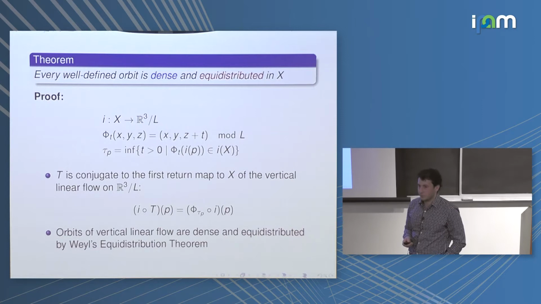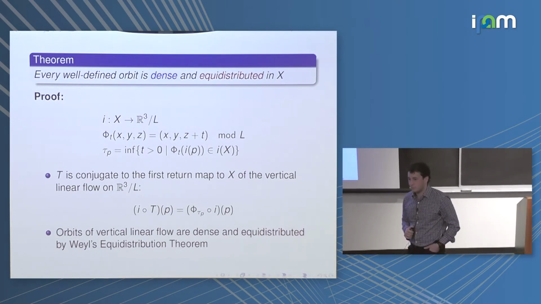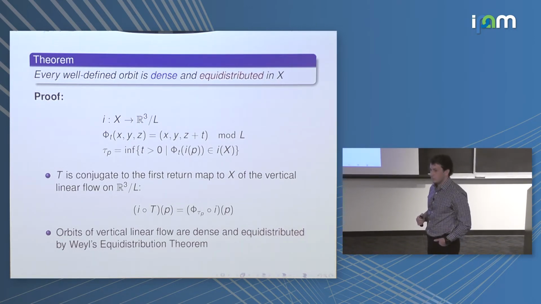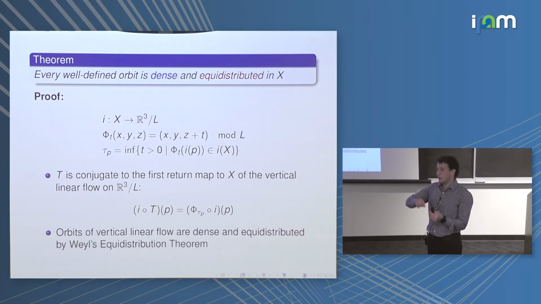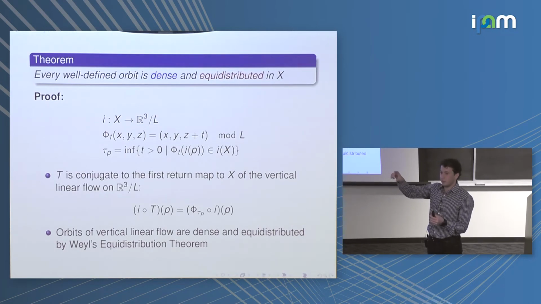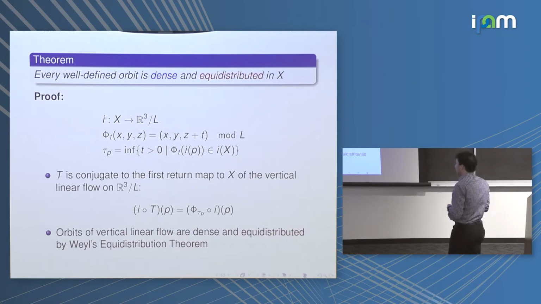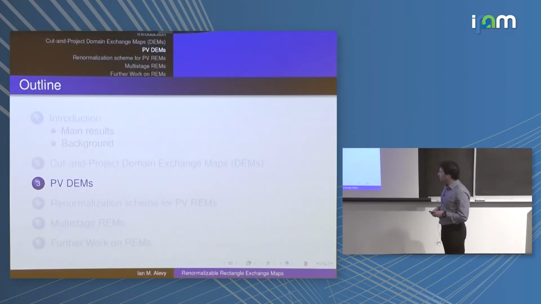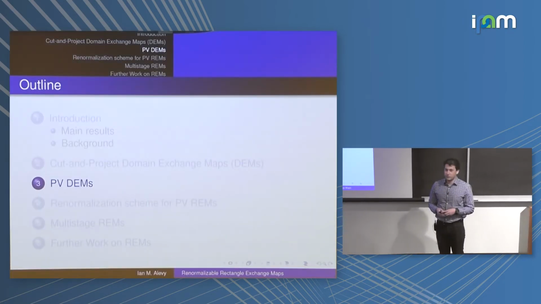Sorry, I missed it. How do the non-well-defined orbits come about? That just comes about if you end up hitting one of the boundaries of the tiles. So that's all. OK. Any other questions?